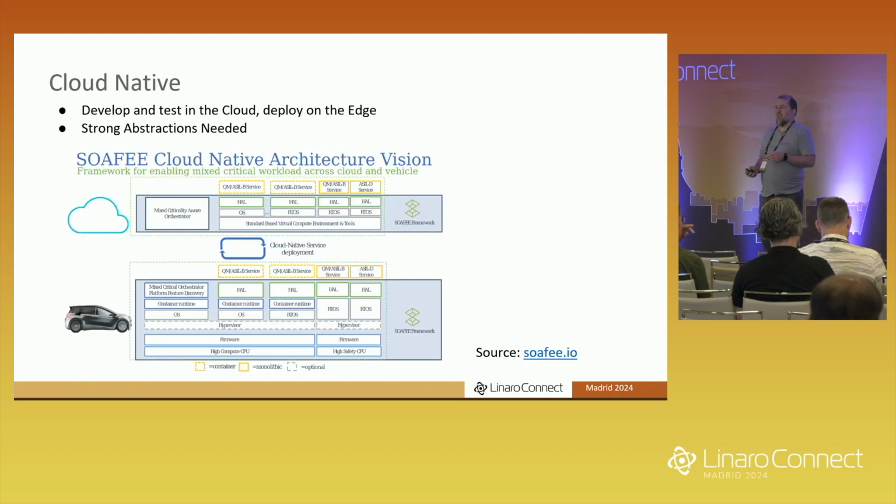Cloud native is another good buzzword. So cloud native is basically the idea that you can develop and test in the cloud and then take your tested workloads and deploy them on the edge. So this is one of the things that is called for by the SOAFEE architecture. And to do that, you need strong abstractions. You don't necessarily have exactly the same underlying hardware in your cloud that you do on the edge device, but the whole point of having a VirtIO abstraction there is it doesn't matter to the workload itself.